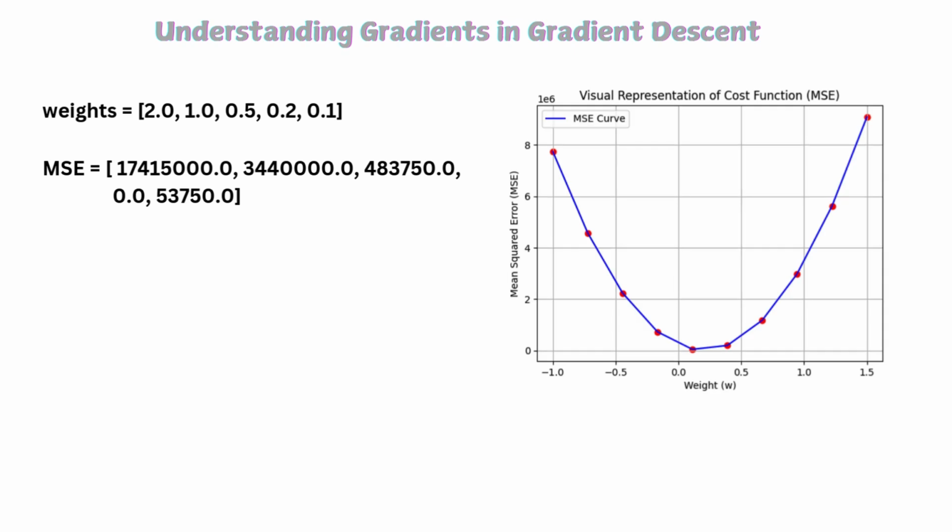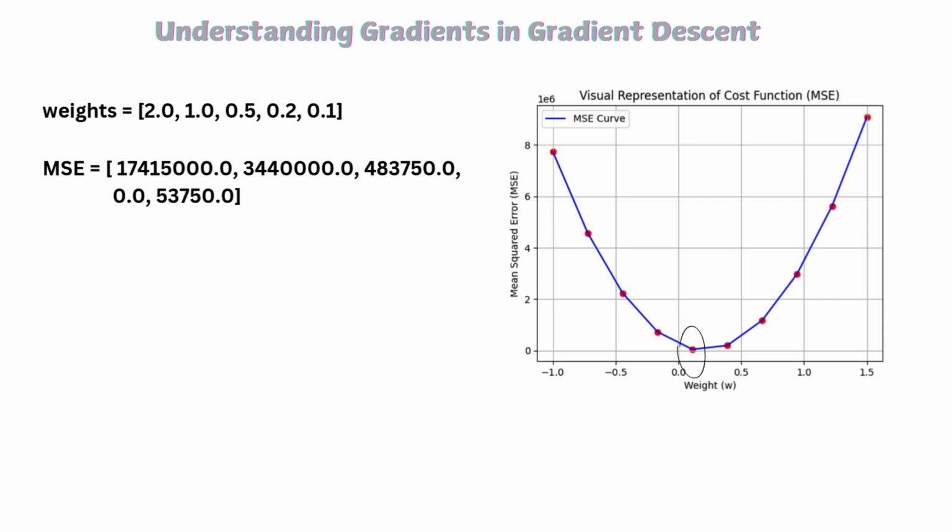This parabolic curve is crucial because the lowest point on the graph, at W equals 0.2, represents the minimum MSE. This minimum is vital for our model's performance, as it indicates the optimal weight at which the cost function is minimized, leading to the best predictions. At this point, the model has adjusted its parameters to ensure the error between the predicted and actual values is as small as possible, improving overall accuracy.